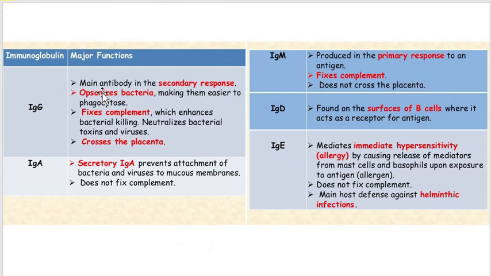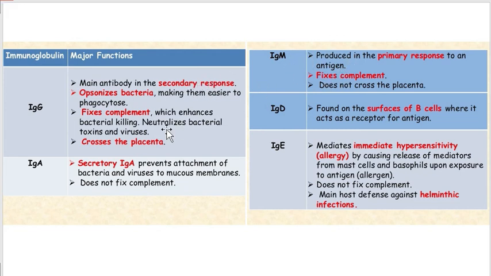So this chart summarizes the effects of different antibodies. IgG opsonizes bacteria and fixes complement, which we have already discussed. It is also capable of crossing the placenta to give protection to the developing fetus. IgA is a secretory antibody. We have also discussed that IgM can also be a secretory antibody, but because of steric hindrance, it is not able to cross. It is responsible in the primary response. IgG is responsible in secondary immune reactions.